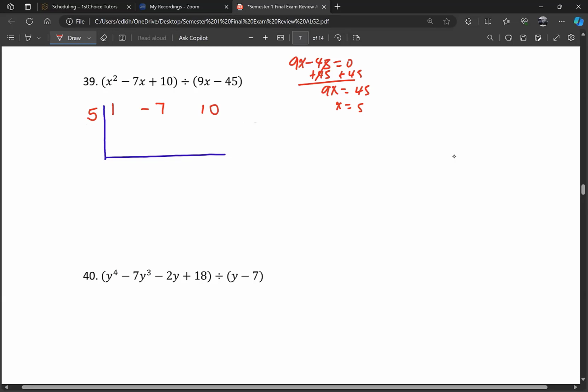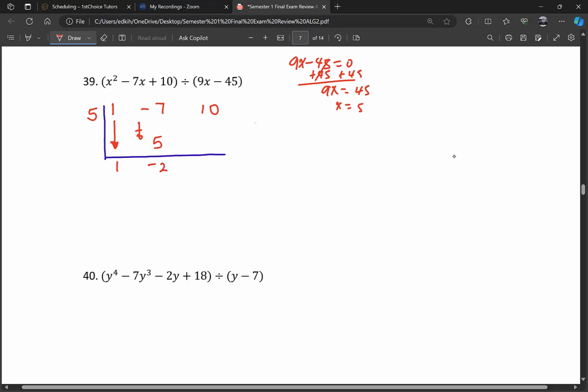Once you've set it up, the first step is moving down. Just drop down the 1. The first digit, always drop it down directly. And then you always multiply these. 5 times 1 is going to be 5. And then you're always adding downward, right? So it'd be -7 plus 5 is -2.